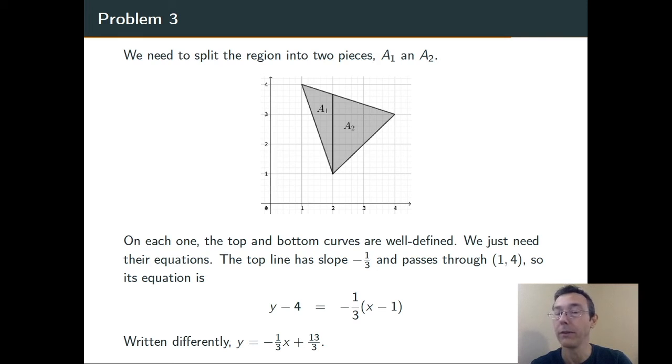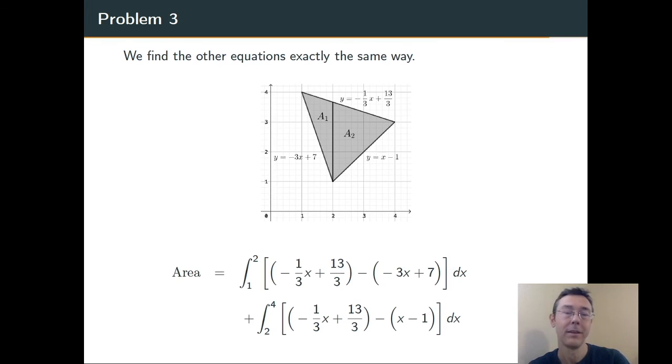We find the slope, and we use point-slope form. So for that top line, for example, we see a slope of -1/3, a rise of -1, and a run of 3. And we see that it passes through the point (1, 4). So using point-slope form, y minus 4 equals -1/3 times x minus 1. Simplifying that a little bit, y equals -1/3 x plus 13/3.